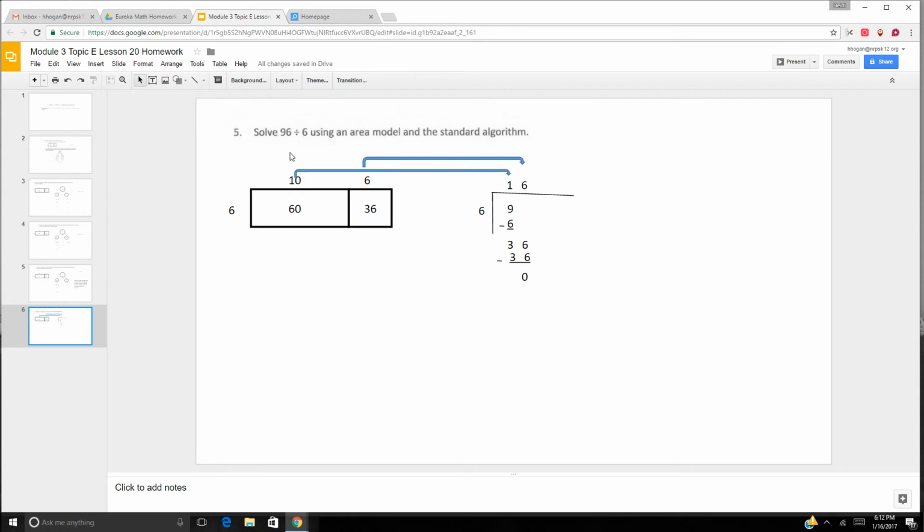Okay? We're going to solve 96 divided by 6 using the area model and the standard algorithm. And I did these arrows to show how they're connected. So 96 divided by 6, so we know that we're going to do a 10, so 60. 96 subtract 60 is 36. So 60 divided by 6 is 10. 36 divided by 6 is 6.